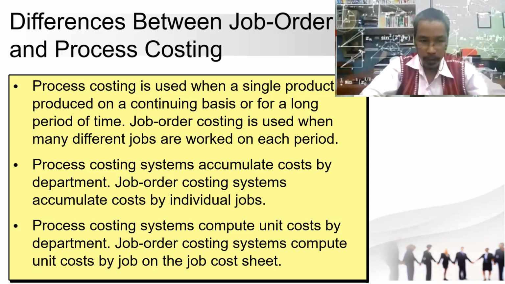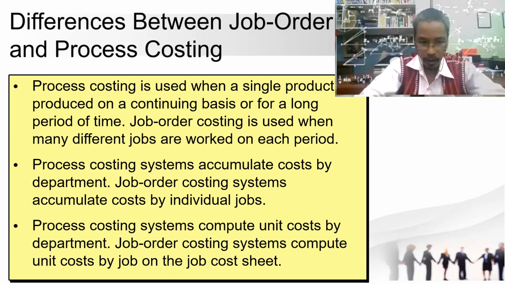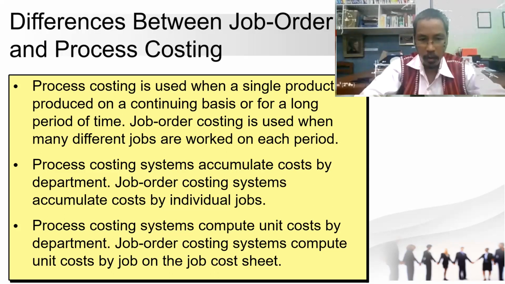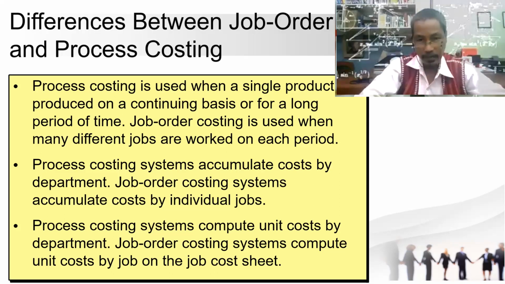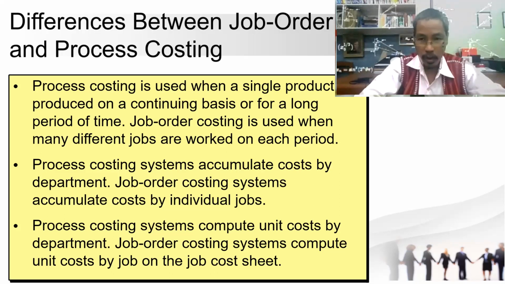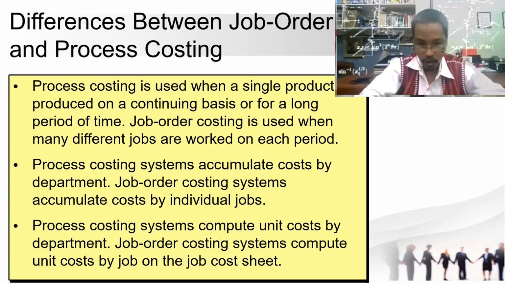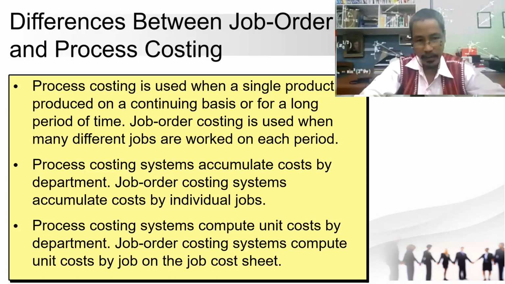So the third difference, process costing systems compute unit cost by department also, while job order costing systems compute unit cost by job on the job cost sheet. As we already presented, we have an example, we have a job cost sheet. So please recall, review, rewatch our lecture videos on the job cost sheet. So these are the main differences.